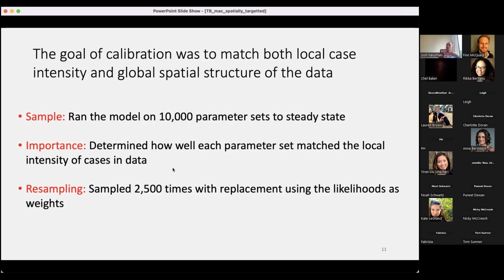We then determined how well each parameter set matched the local intensity of cases. So we calculated a likelihood, and then we sampled 2,500 times with replacement using the likelihoods as weights. So this is sample importance resampling. It's a good way to get a distribution of more feasible parameter sets. If one parameter set matches the data really well based on these likelihoods, then it might be resampled more times and be represented more in the final array of parameter sets.